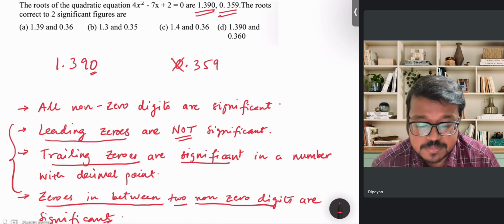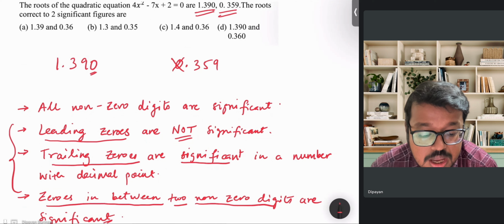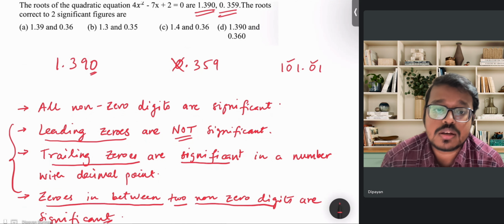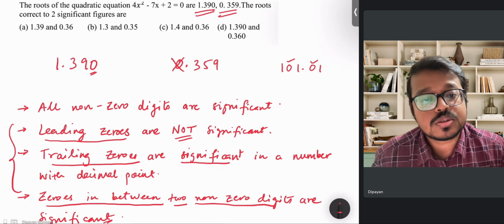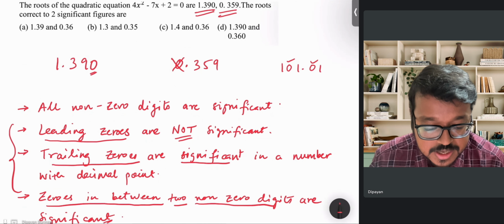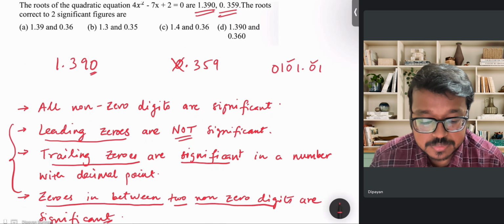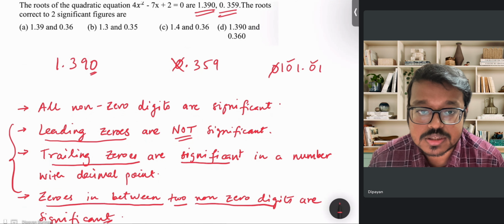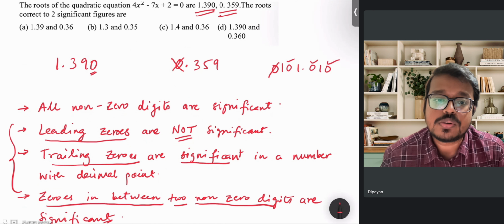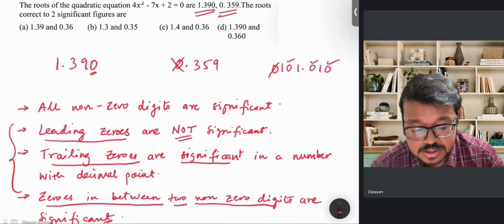We don't have an example here, but suppose I had 101.01. Then we have these two zeros in between non-zero digits. So here both the zeros are considered significant. But if I had a zero before this number, this is a leading zero, not significant. If I had a zero over here, it's a trailing zero, it will be significant.